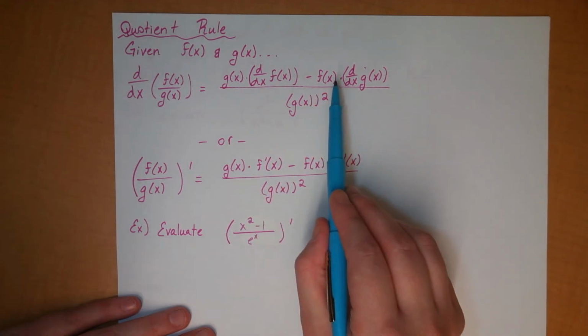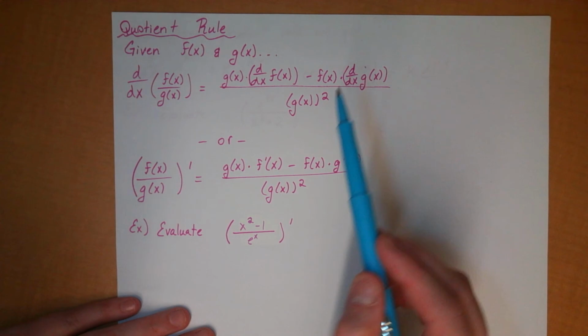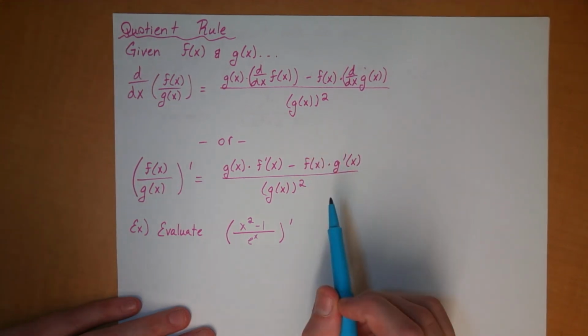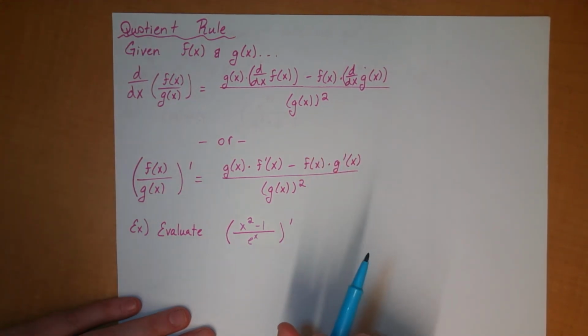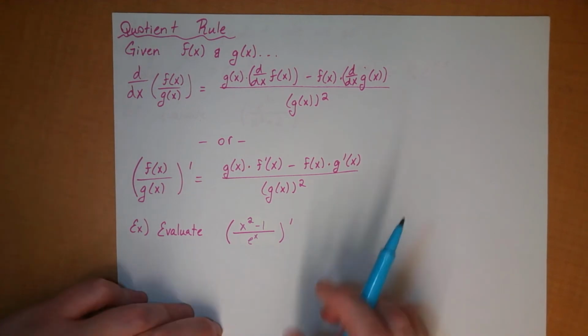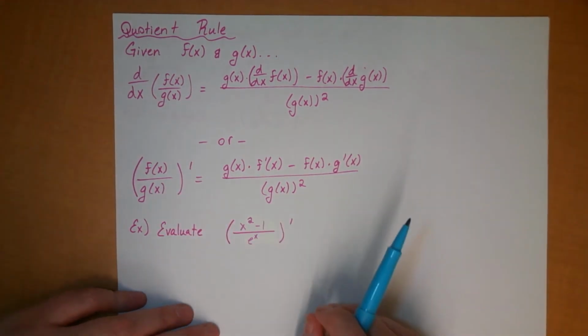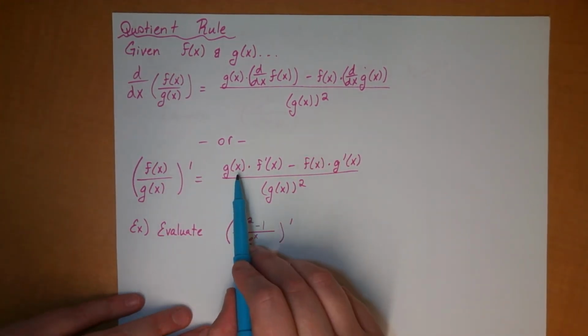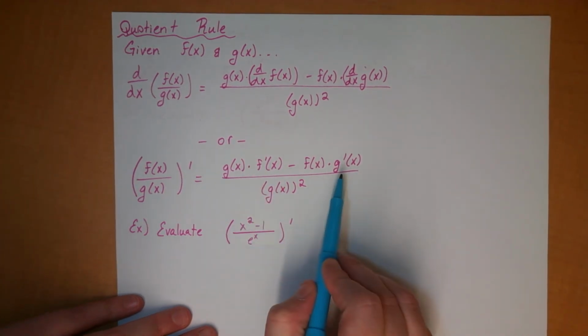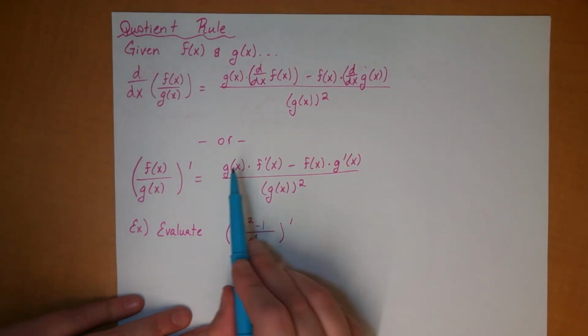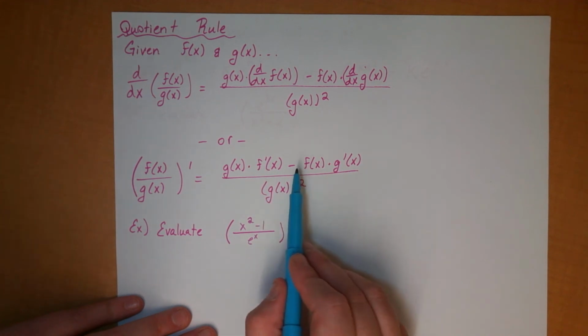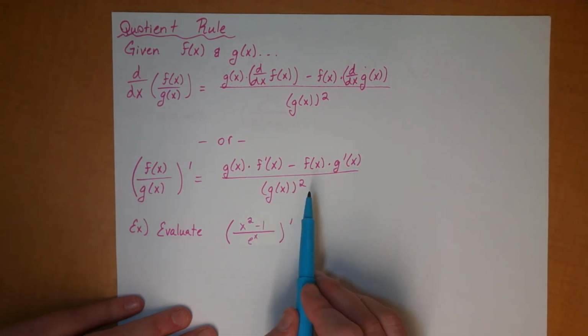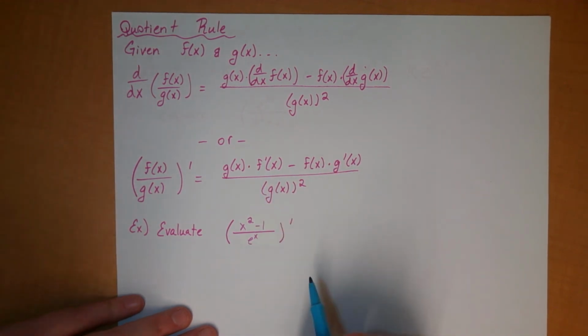Minus the top times the derivative of the bottom, all over the bottom squared. I don't know why that song helps me remember this, but it does. We also have it written down here in prime notation. By the way, the order in which you take these derivatives is important. So you do want the bottom times the derivative of the top, minus the top times the derivative of the bottom. So try not to get those mixed up.